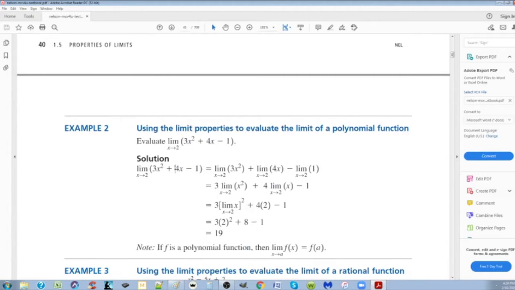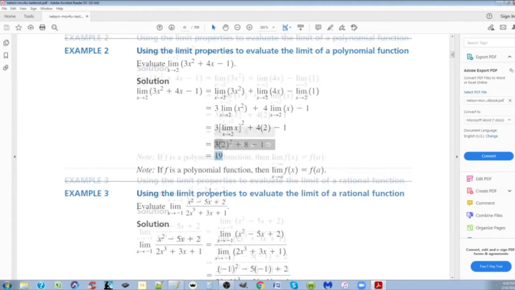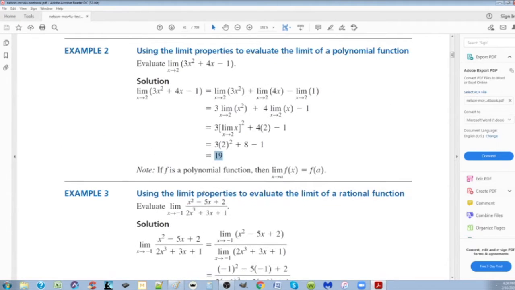So in this one, they break it down into finding the limit of 3x squared as x approaches 2, and then that as x approaches 2, and this as x approaches 2, which will just be minus 1 because it's a constant. And they show you that it becomes 12 here, 8 here, and minus 1 and 19. You might look at this and say, well, why? Why don't they just plug it in and solve it?